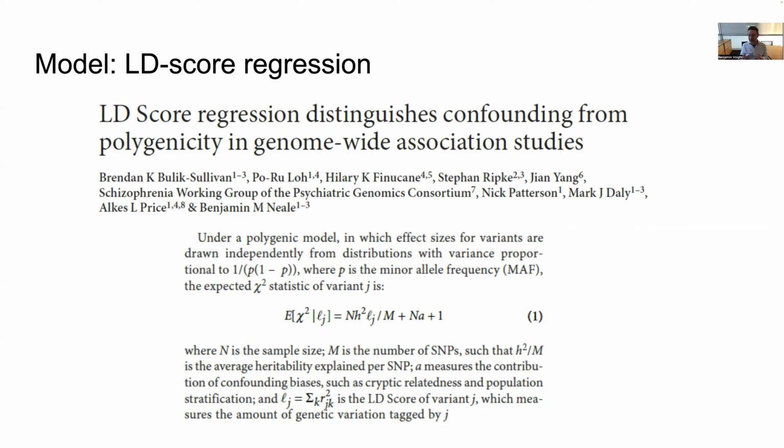For example, if you make that model and you model the distribution of association statistics, then from the slope and change in association statistics by accounting for LD score, you can actually get an estimate of heritability from that study. You can also start doing things like comparing and contrasting the genetic correlation between traits once you have that information.